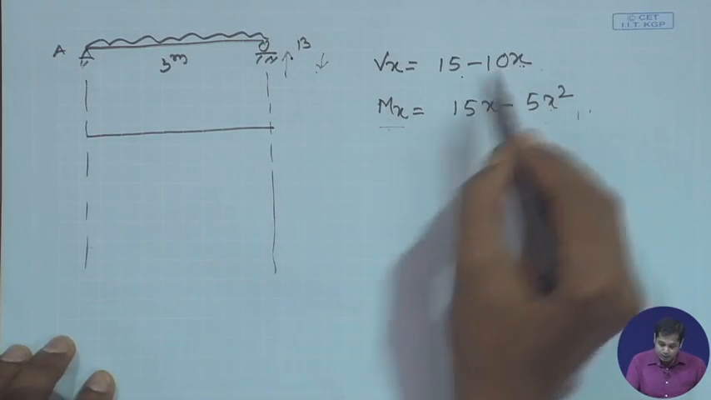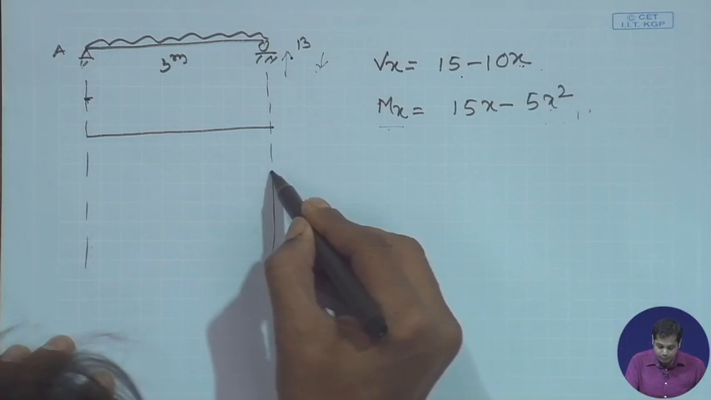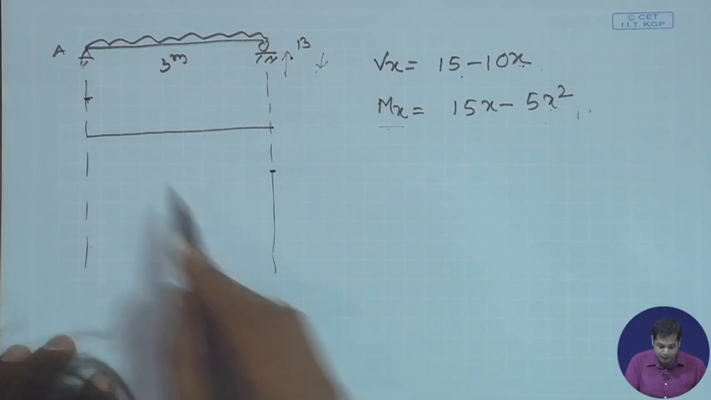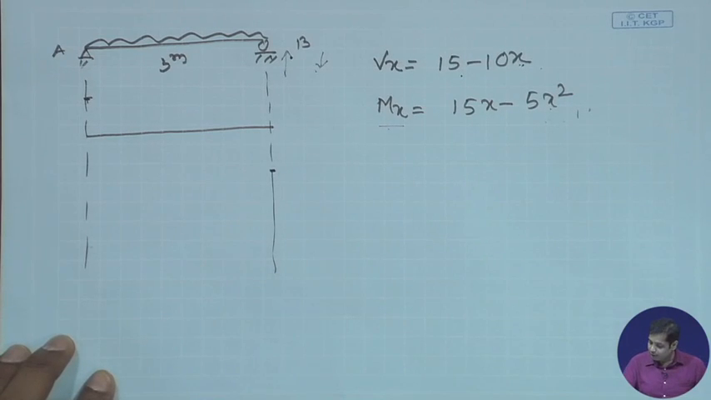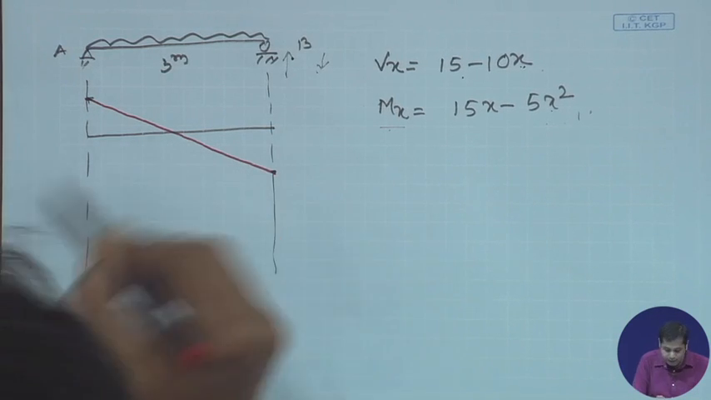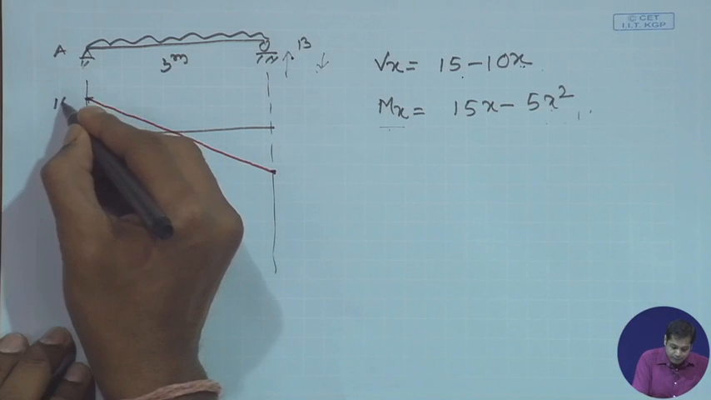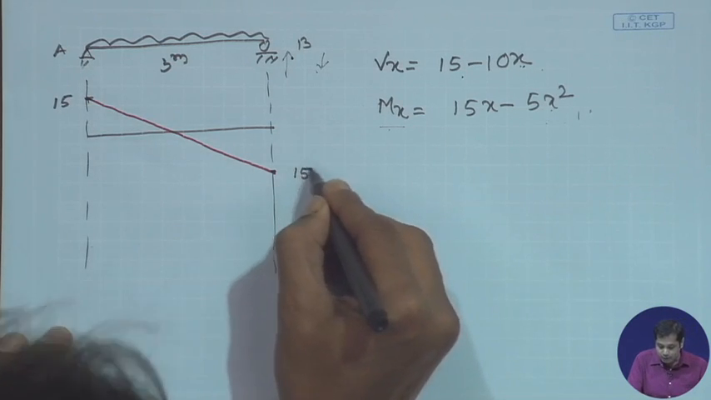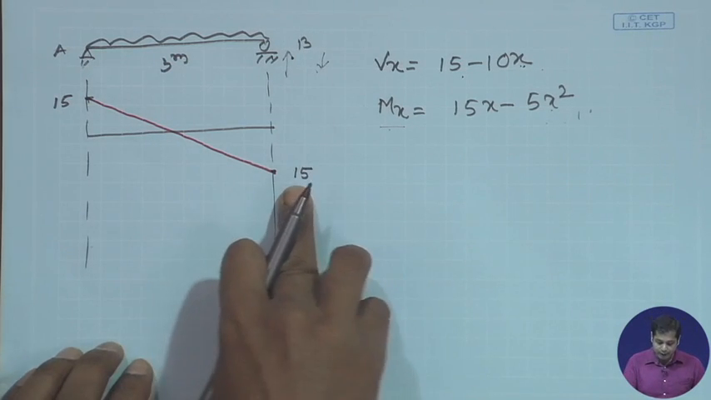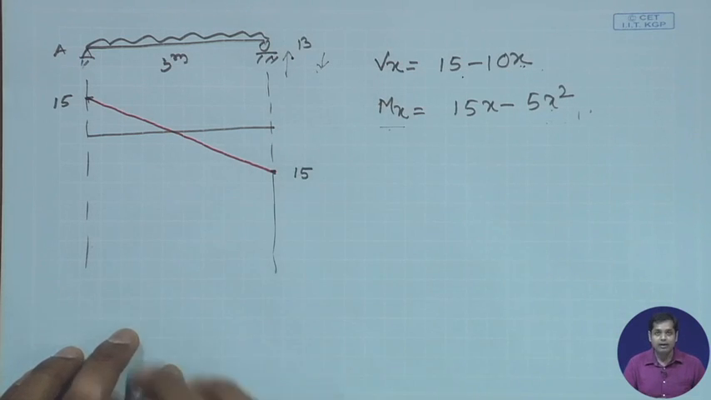Now, at x is equal to 0 the shear force is 15, and at x is equal to 3 the shear force is minus 15, and throughout this length the shear force varies linearly. So, this will be the shear force diagram. This is 15, this is 15, this is also 15. I am just writing the absolute value, because below this it is understood it is negative.